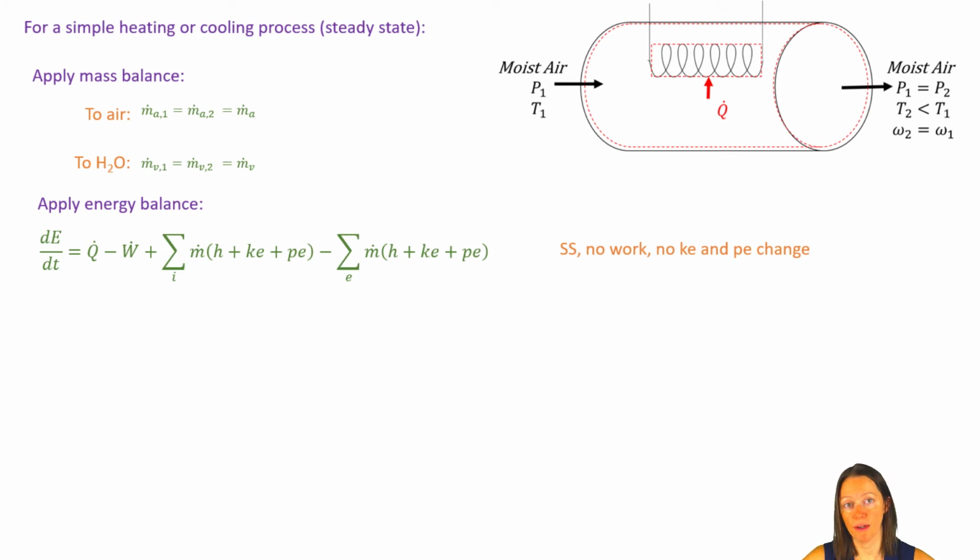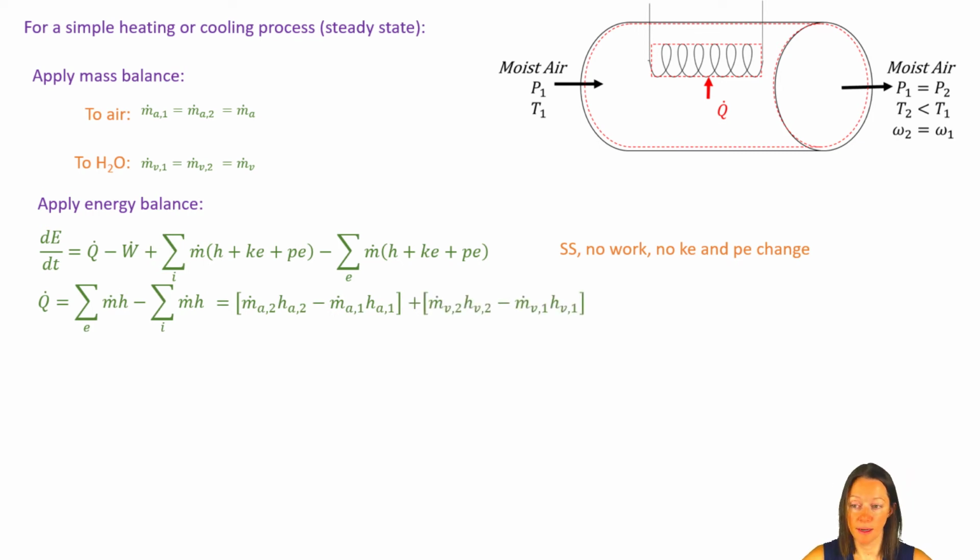But the point is, the way that I've drawn my boundary, I've captured the fact that I do have heat transfer. So the heat transfer term does not go away, but it's equal to the sum of the m dot h's going out minus that going in. So I've got dry air coming out, dry air coming in. And I've got water vapor coming out, water vapor coming in.